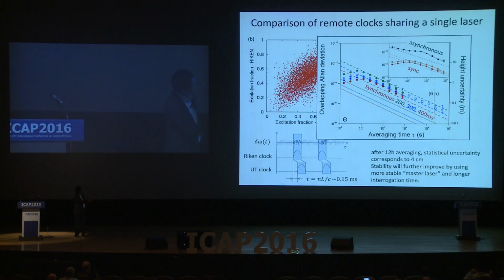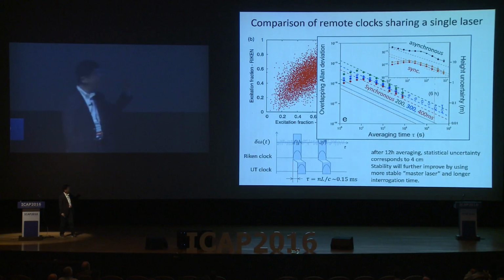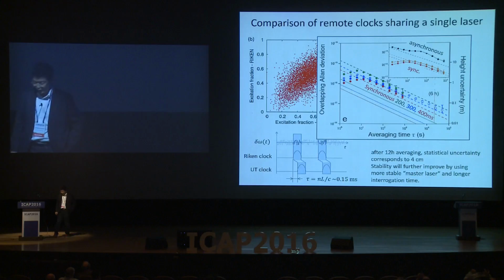And this is the result. Without synchronous operation, we have this bad instability, but by using the synchronous scheme, the laser noise cancels out, and we have a 10-fold improvement in stability. And by further increasing the interrogation time of the clock, we expect further improvement of the stability. So in 6 hours, for example, we will achieve 10 to the minus 18 stability.